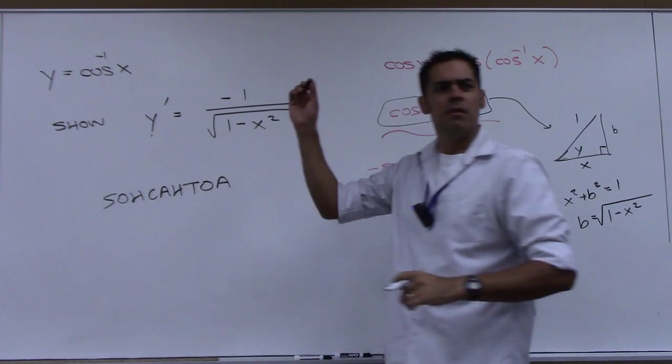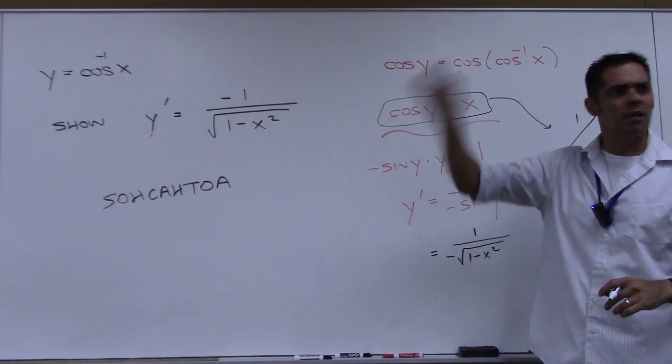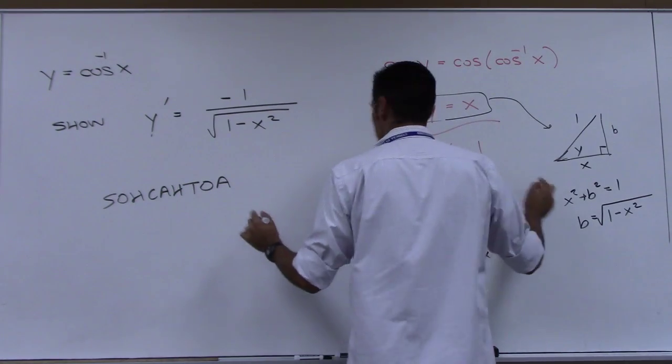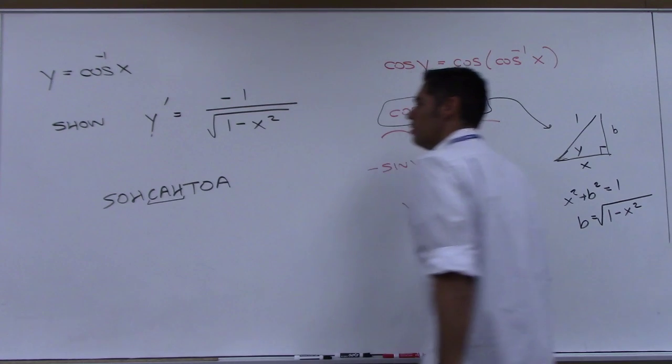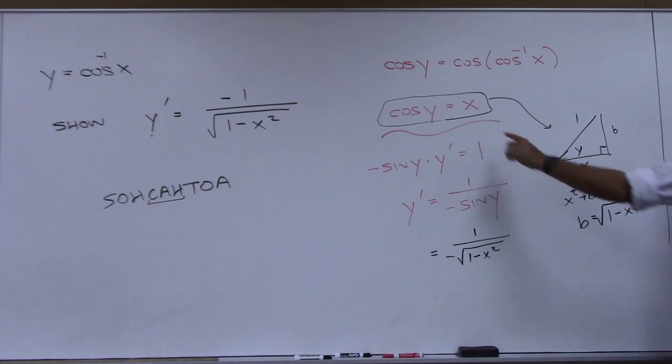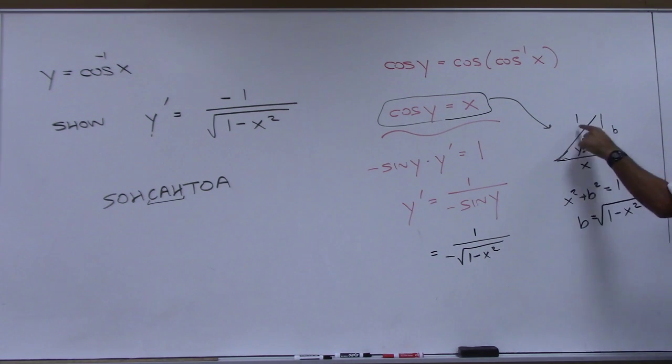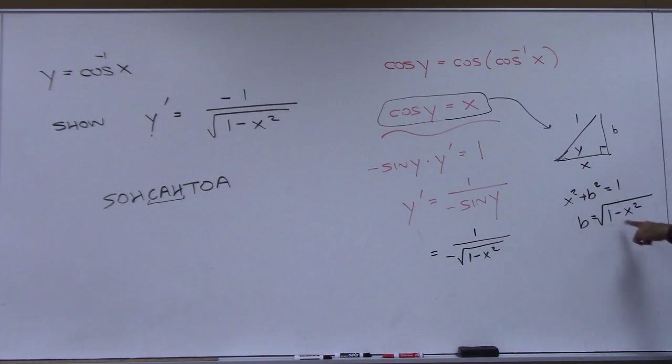SOHCAHTOA? Anybody not ever seen SOHCAHTOA? Not ever seen? So everyone's seen that then? Okay, so cosine is adjacent over hypotenuse. So I need my adjacent side divided by my hypotenuse to be equal to x, so x over 1. And that allows me to get my other side, which I do my Pythagorean, and then solve for b, and then plug it in.